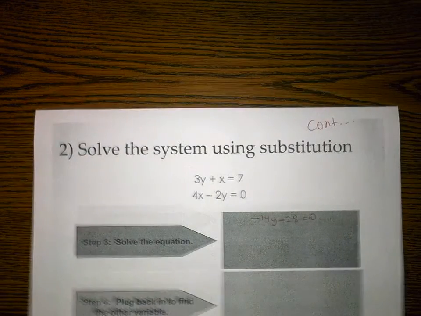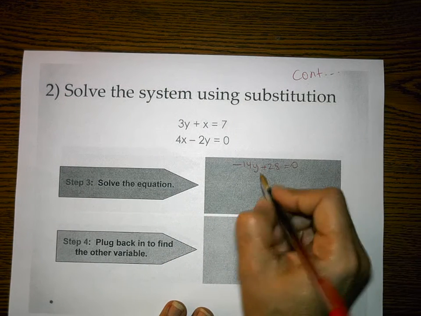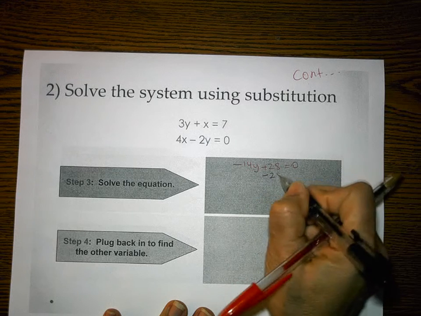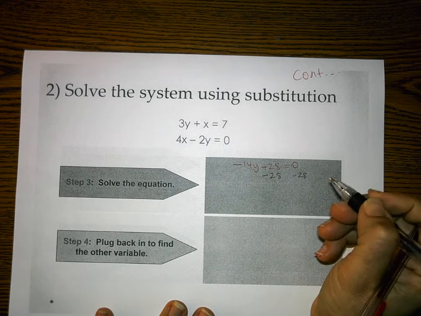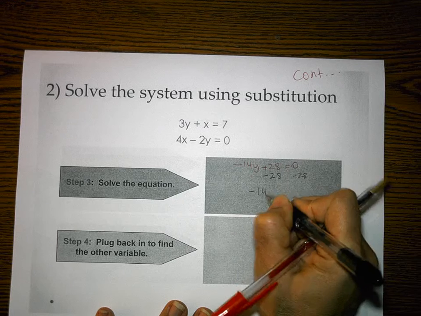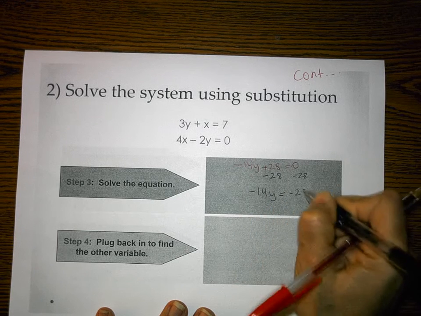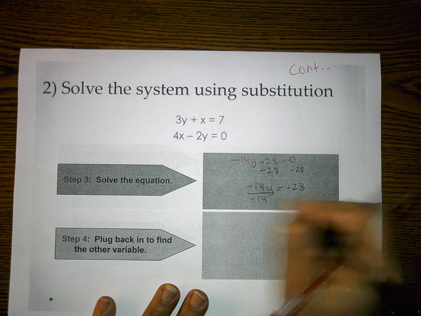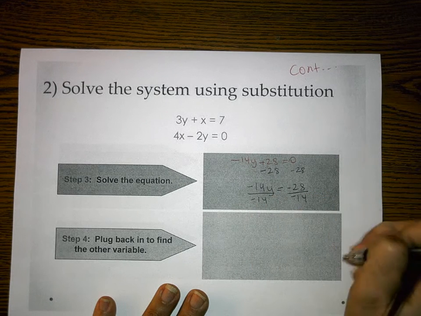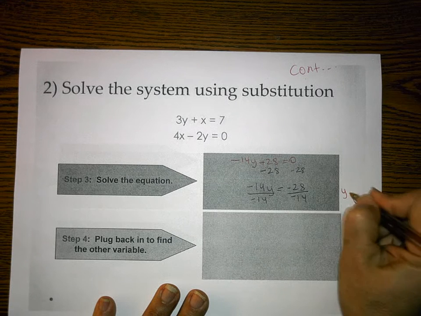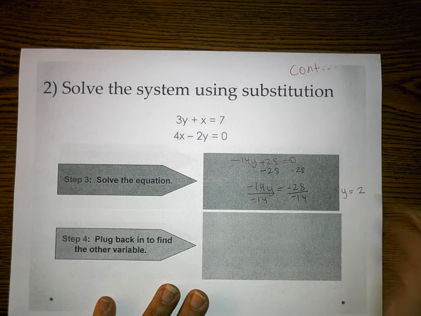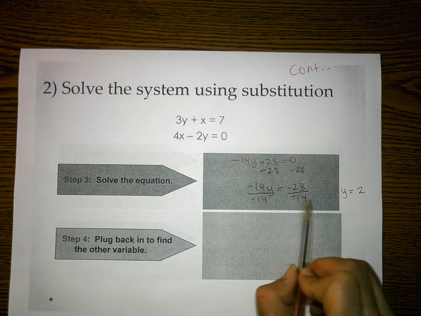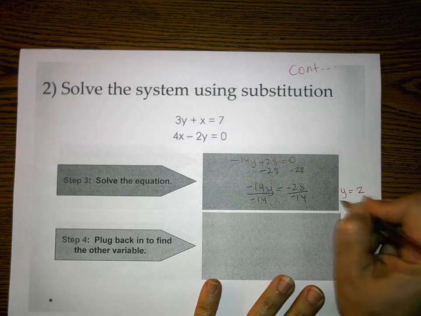So continue over here. I can subtract 28 to the other side. Subtract 28, and we get negative 14y equals negative 28. When you divide both sides by negative 14, you get that y equals a positive 2, because a negative divided by a negative is positive. 28 divided by 14 is just 2. So we got that y equals 2.